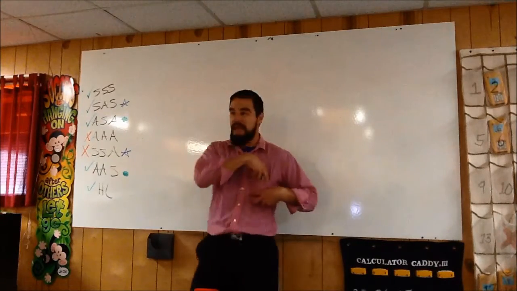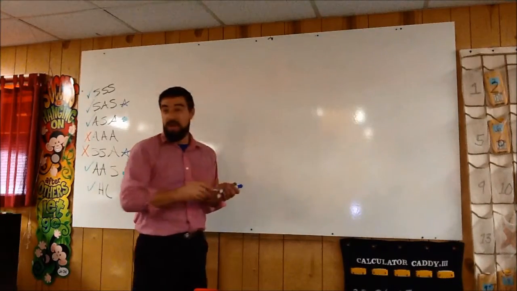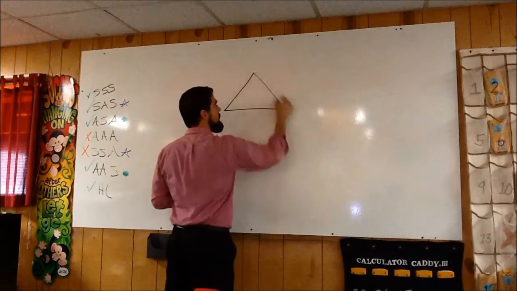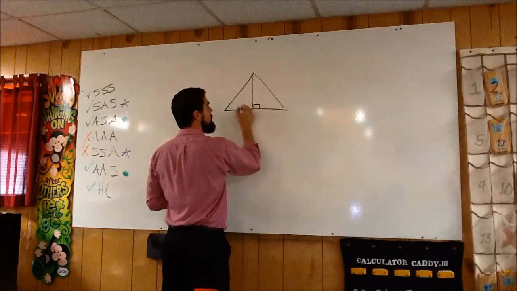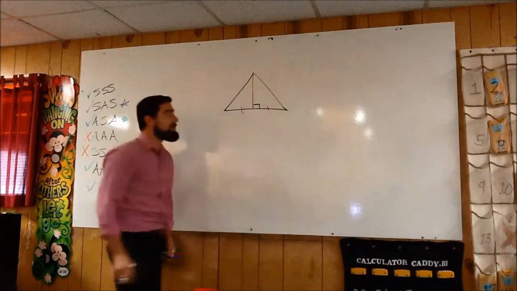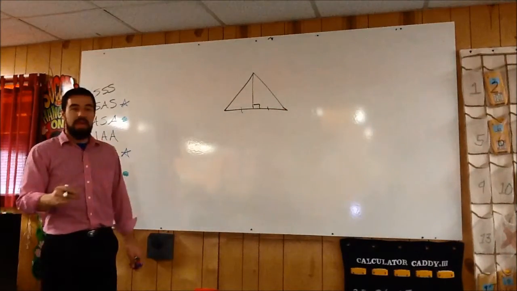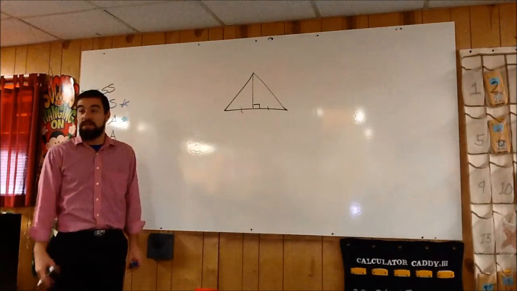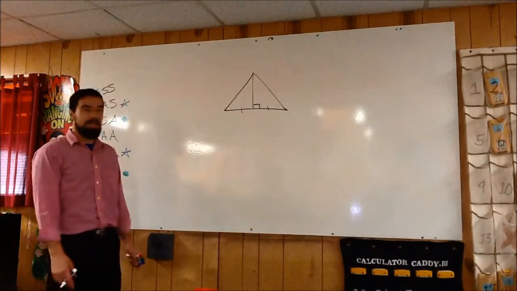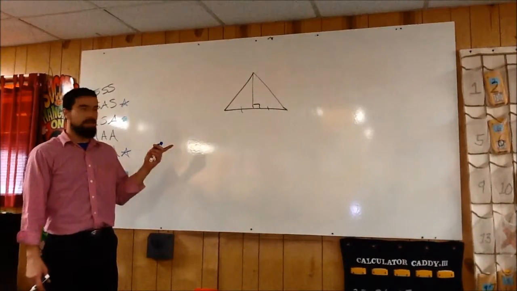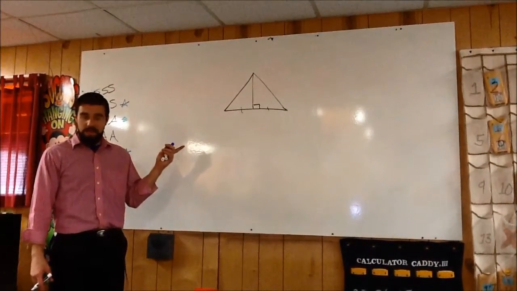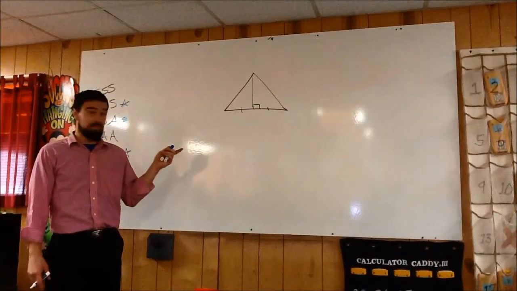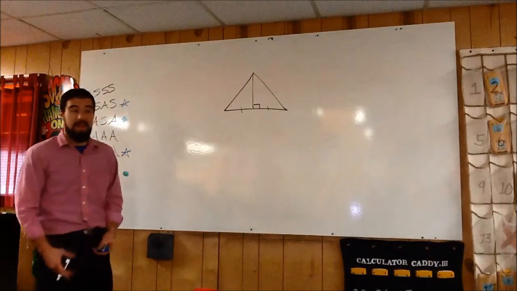So please do not get in the habit of, once, like on a quiz or a test, if you see a diagram of two right triangles, don't automatically assume, oh, it's got to be HL. Like, I have to prove these triangles are congruent by HL because it's a right triangle. That's not the case. In this diagram, do we know anything about the hypotenuses? No. We don't know anything about the hypotenuses.